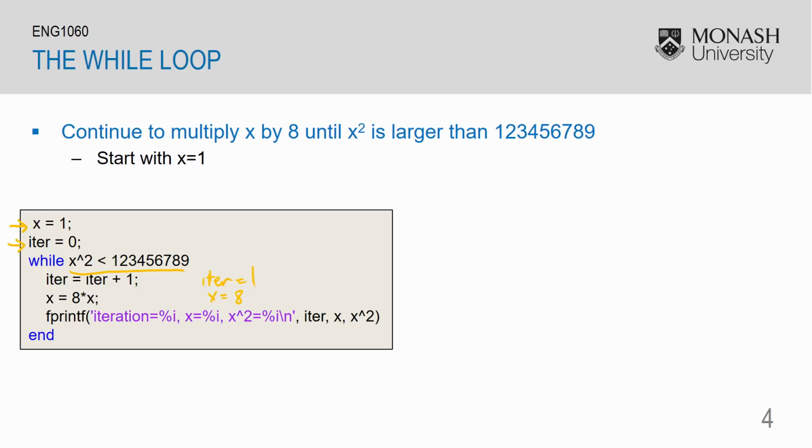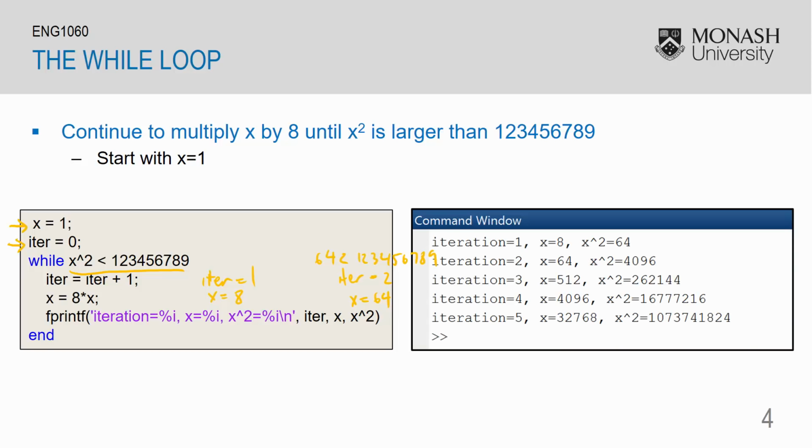In the next iteration, 64 is less than the large number. The next iteration is now 2, and x is equal to 64, and so forth. This will continue on until x squared becomes larger than that number. This is the printout in the command window using fprintf.